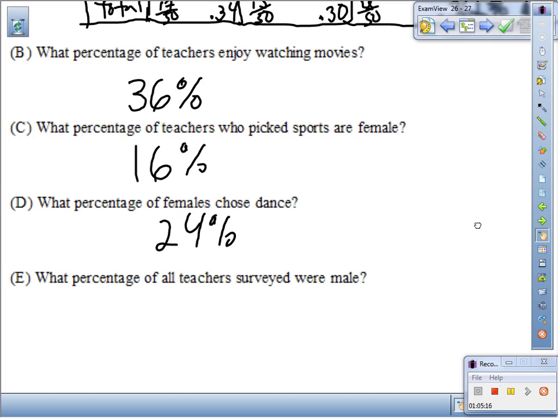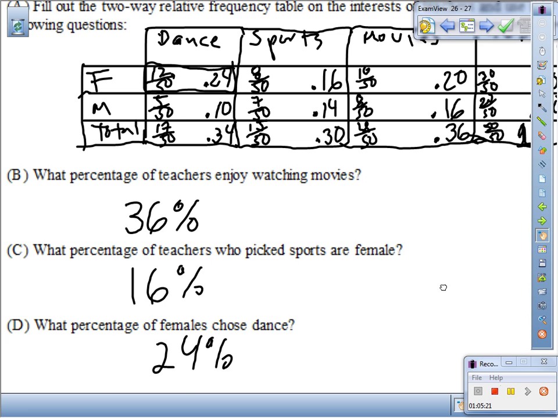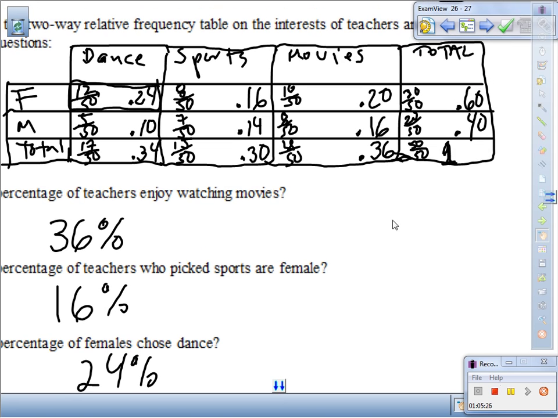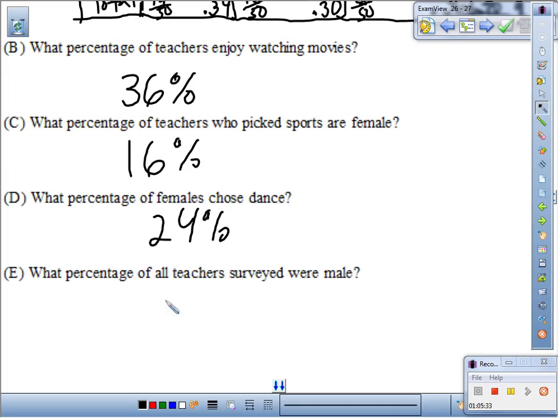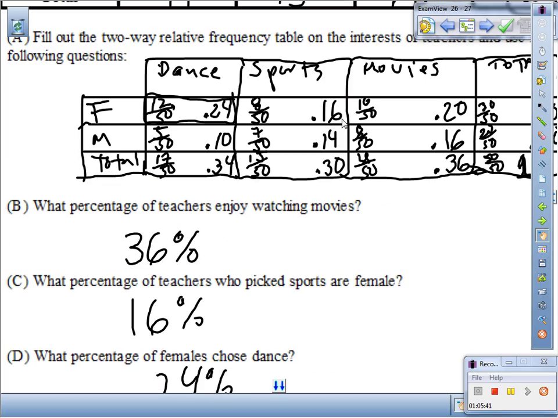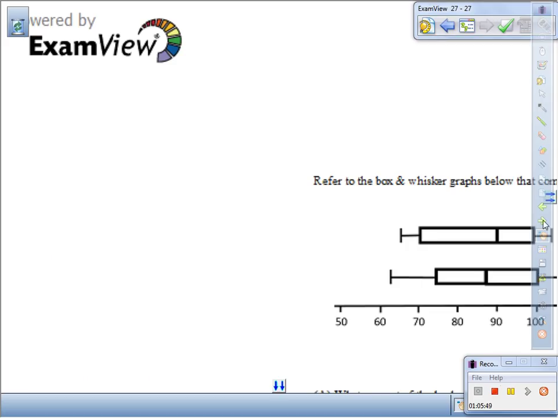And the last one. What percent of teachers surveyed were male? We go to the total over here. Out of, it's 40%, so it's 0.40, so 40%. Check your study guide, see if you got that. Now, some of you, the only thing that you were missing was the relative frequency table. Don't forget about that one. All right? And let's go to number 27.